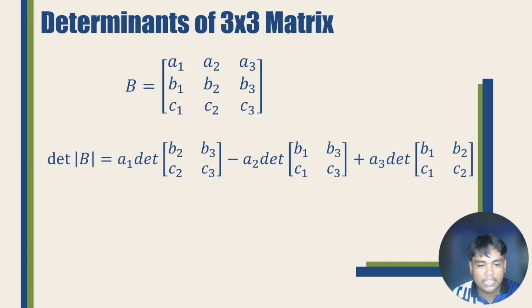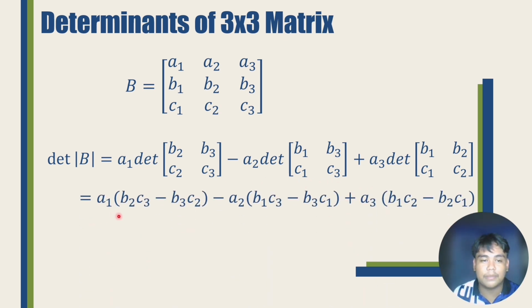After this, we simplify, and we have a sub 1 times the quantity b sub 2 c sub 3 minus b sub 3 c sub 2, minus a sub 2 times the quantity b sub 1 c sub 3 minus b sub 3 c sub 1, plus a sub 3 times the quantity b sub 1 c sub 2 minus b sub 2 c sub 1. These elements come from the determinants of these matrices.